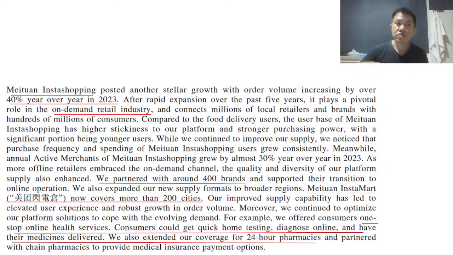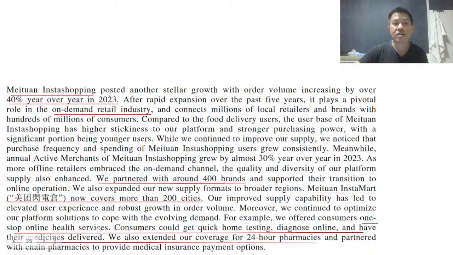Instamart is different. Meituan has physical warehouses. The big brands will stock their goods in their warehouse, then people can order. So the model is a bit different. One of their popular offerings is actually selling medicine. It's a one-stop online health service. So they also sell medicine.